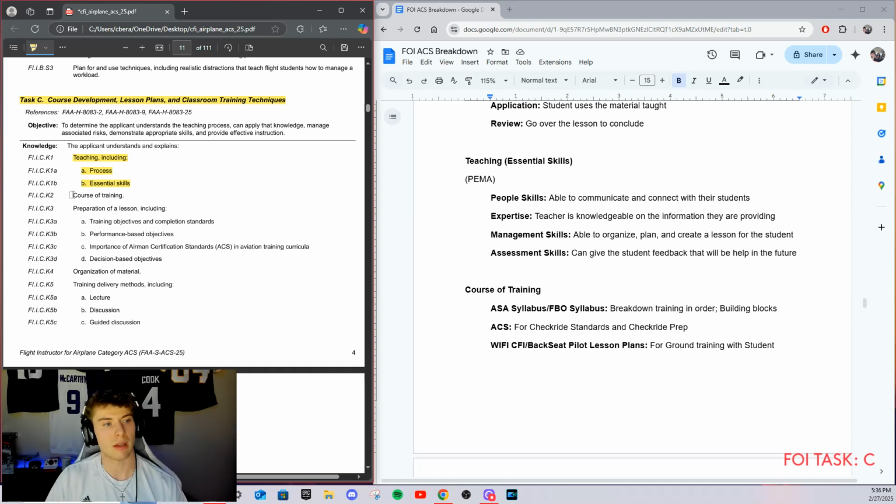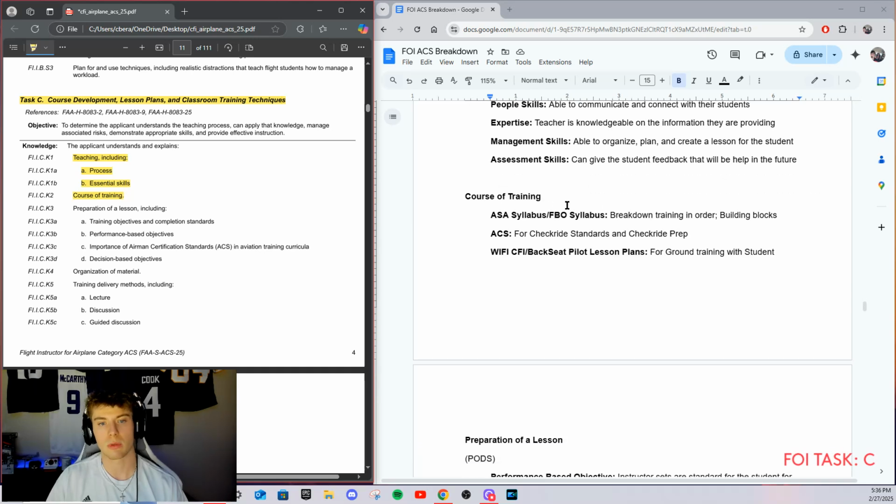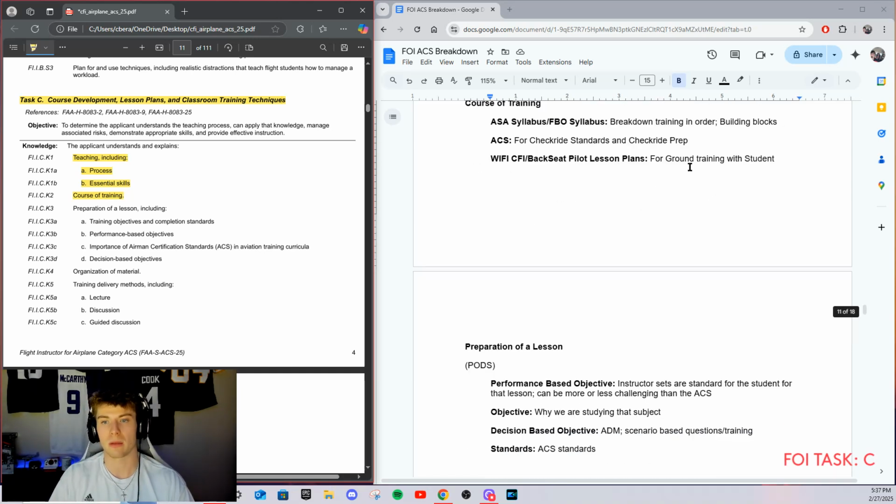And then we have course of training. So this one is just going to be using like the ASA syllabus is what I like to use, or whatever, if you work at a flight school, whatever syllabus the FBO uses. Using the ACS, you want to use it all the way through training, a little bit more as you get towards the check ride, but especially for the check ride, just so the student knows what they need to do and what standards to set. And then for your lesson plans, I use Wi-Fi CFI or Backseat Pilot, and those are just already made for you. And if you get the up-to-date ones, they go right through the ACS, so those are really nice. And use those for the ground.